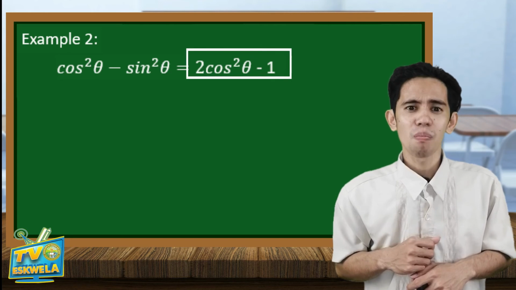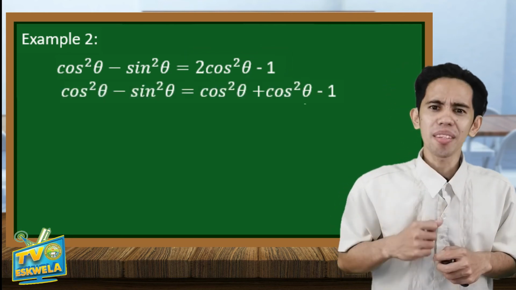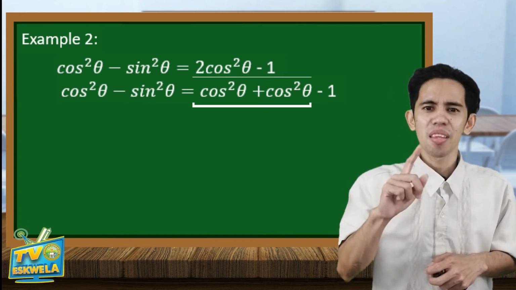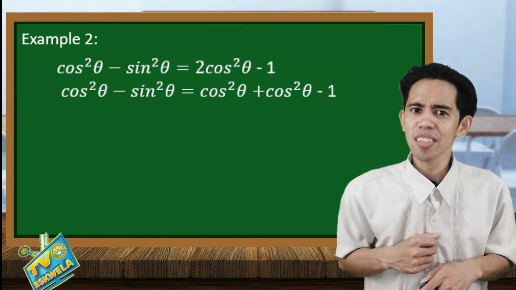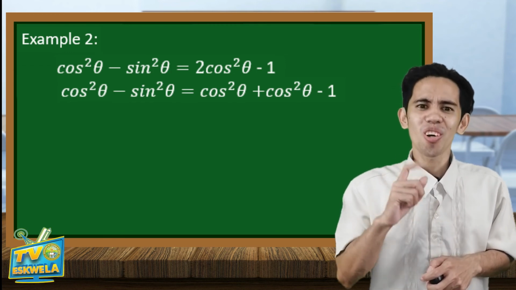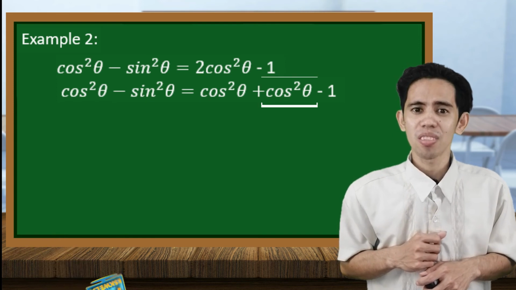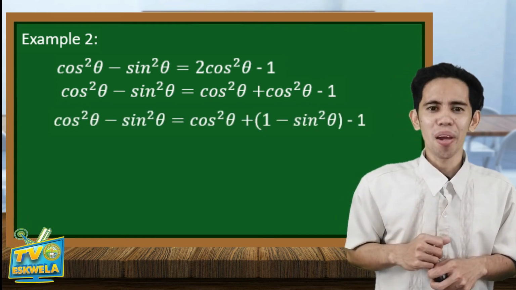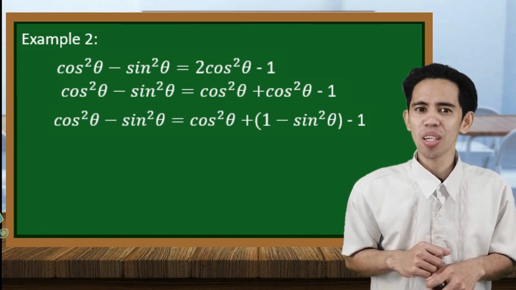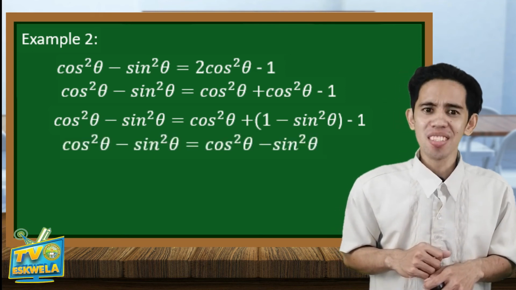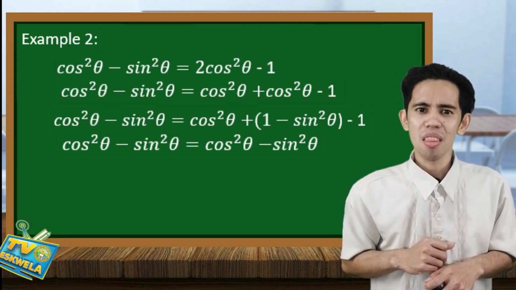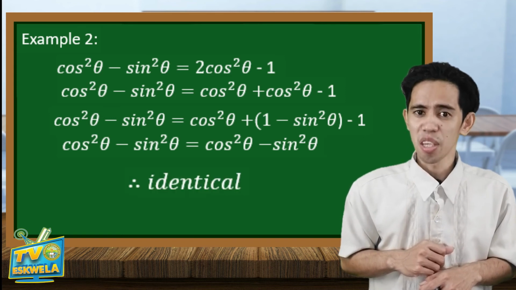cos squared theta minus 1? By expanding the 2 cos squared theta into cos squared theta plus cos squared theta, then substitute for the cos squared theta in the Pythagorean identity, which is 1 minus sine squared theta. Substitute that into one cos squared theta of the right part of the equation. So, cos squared theta minus sine squared theta is equal to cos squared theta plus 1 minus sine squared theta minus 1. Simplify the right side. Cos squared theta minus sine squared theta. Since they are equal, then it is said to be an identity equation.